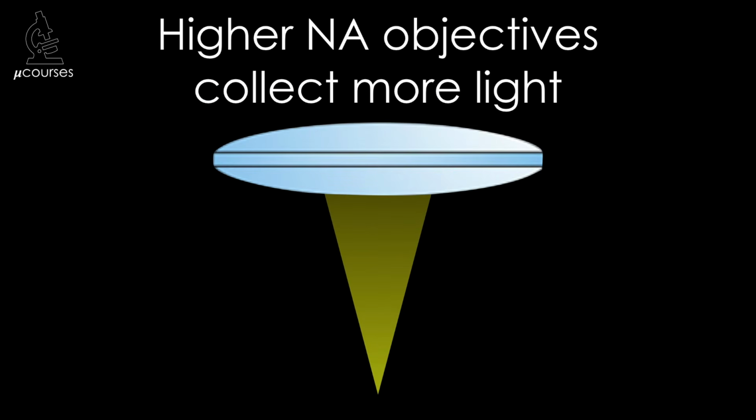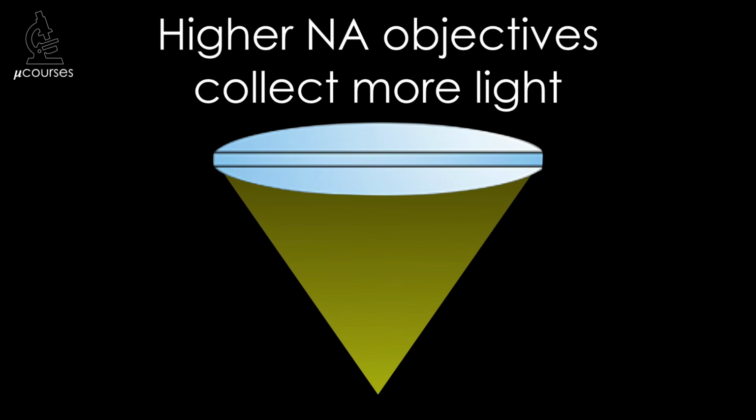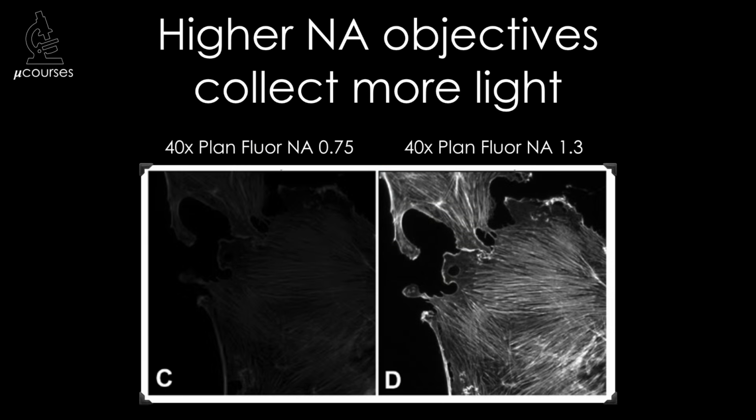Since the maximum angle of light that's collected by the lens increases with numerical aperture, higher NA lenses are going to collect more light from your sample. That means brighter images, which we all love. If you compare two lenses that have the same magnification and the same correction for aberration, but differ in their numerical aperture, you'll find that the higher numerical aperture lens is much brighter. So think about the effect that will have on your experiment.